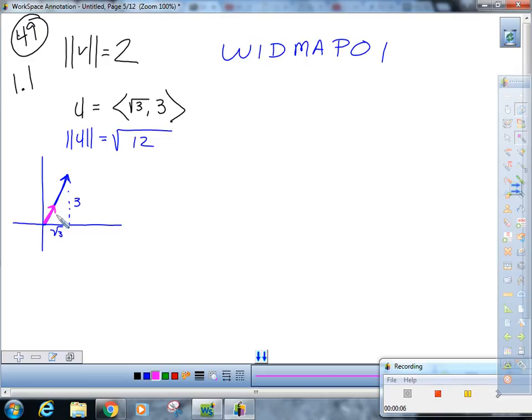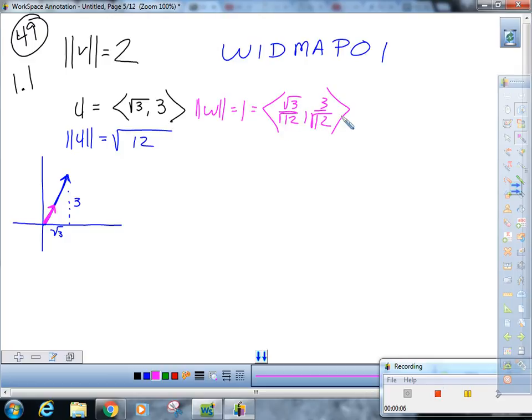Well, how would we do that? How do we make U into a unit vector? We just divide it by its magnitude, right? So let's call it W. The magnitude of W equals 1, and that vector can be written as radical 3 over radical 12, comma 3 over radical 12. I'll simplify at the end, okay?